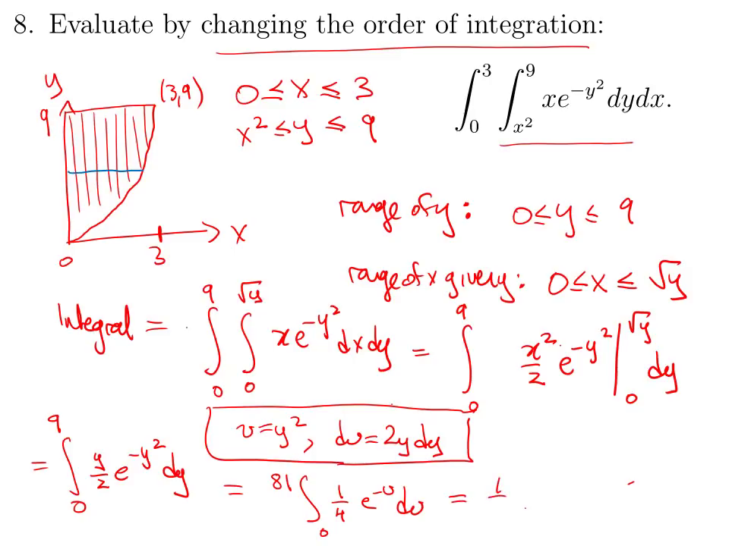And that's easy. That's a quarter times minus e to the minus u, evaluated at 81 and 0, which is 1 minus e to the minus 81, divided by 4.